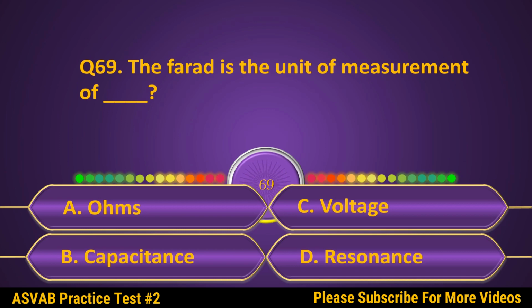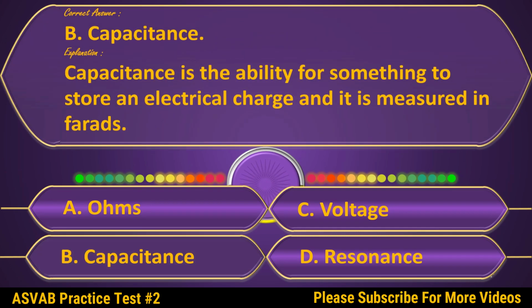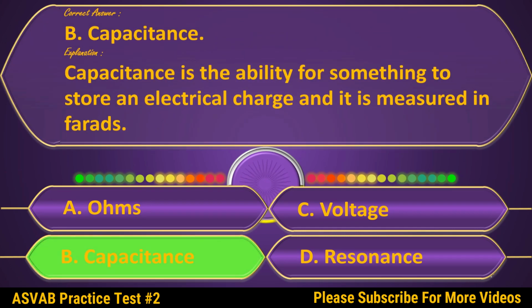Question number 69. The farad is the unit of measurement of blank. The options are A. Ohms, B. Capacitance, C. Voltage, or D. Resonance. The correct answer is option B, Capacitance. Capacitance is the ability for something to store an electrical charge, and it is measured in farads.